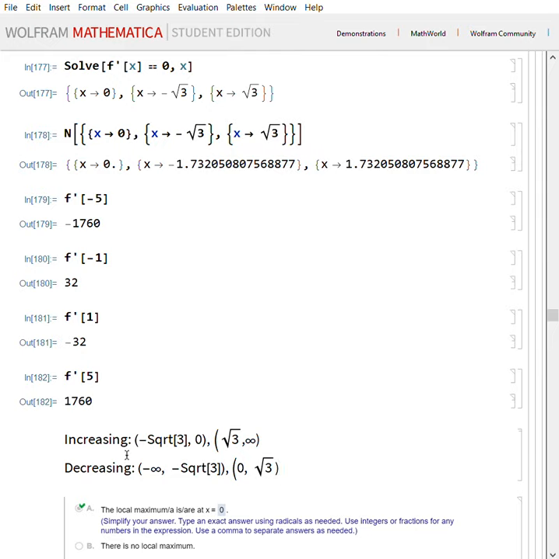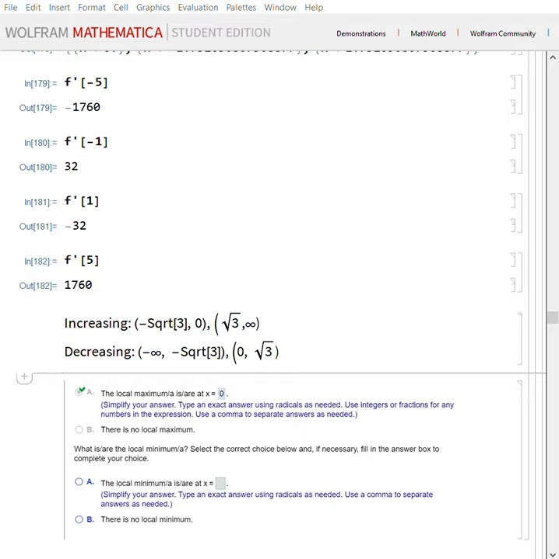With that being said, if it's decreasing all the way from negative infinity to negative square root of 3, and then it's decreasing from 0 to square root of 3, that means you have two local minimum points. One being at negative square root of 3, the other being at positive square root of 3. So we'll just do negative, positive square root of 3, check the answer. Let's screenshot that. So the answer is correct.